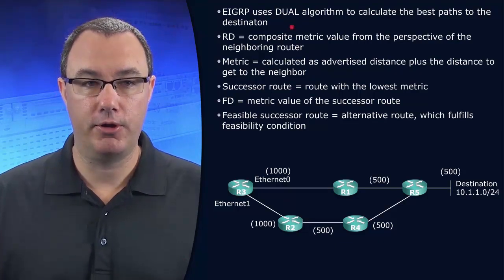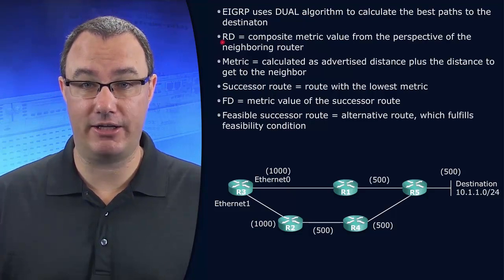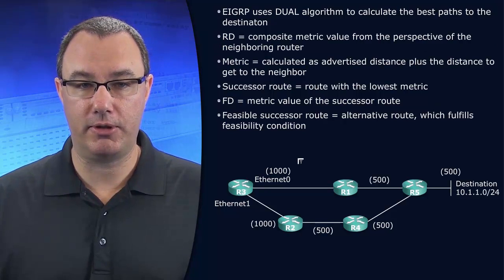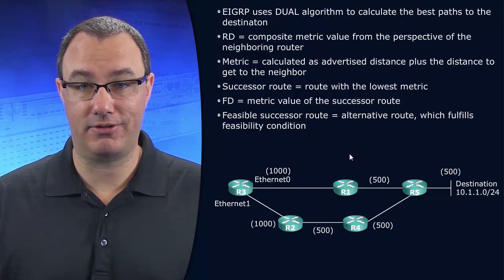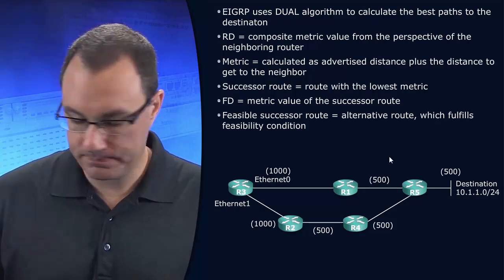Starting with something called reported distance. Now, this is also known as advertised distance, but we like to call it reported distance just because we don't want to have something with an AD, because AD is normally administrative distance, something totally different. Okay, so let me show you reported distance here.